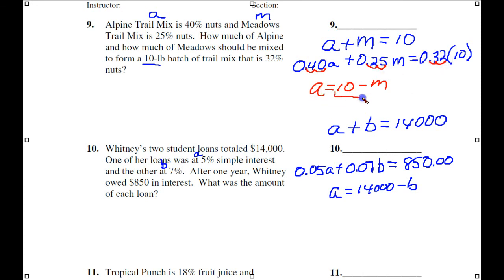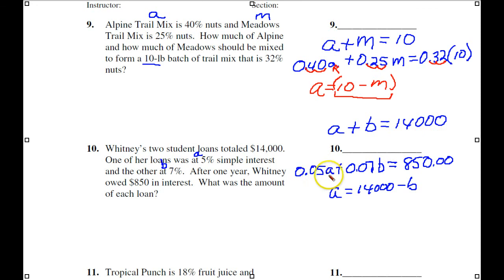And then you're going to put this in parentheses where the A is. And crank it out. All right, Whitney has 2 student loans totaling $14,000. We're going to say the one at 5% I'll call A, and the one at 8% I'll call B. So we know again, A plus B equals 14,000.